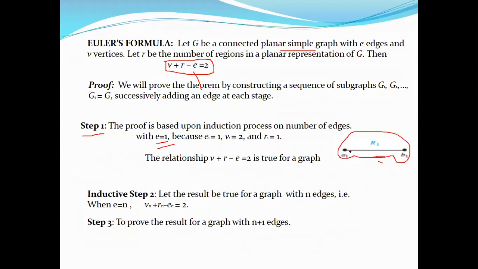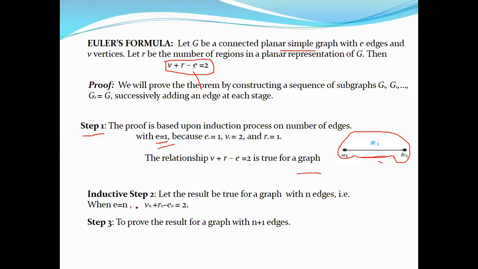If we count the number of vertices, the number of vertices is 2. The number of regions is only one, the unbounded region, so R is 1. And the number of edges is equal to 1. If we put V equal to 2, R equal to 1, and E equal to 1, then we always get V plus R minus E equal to 2. That means our result is true for E equal to 1.